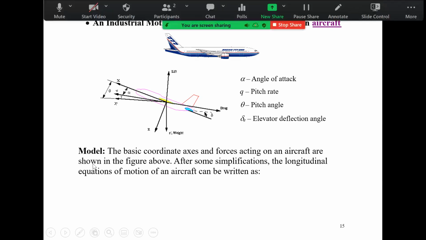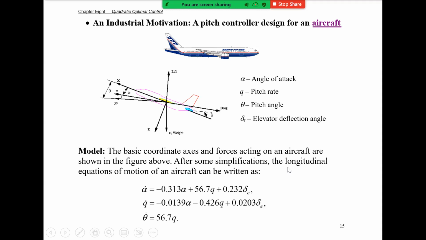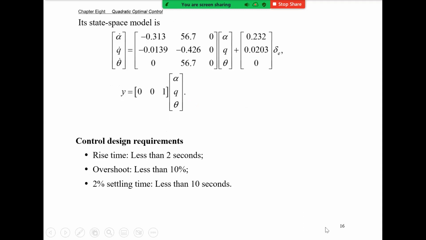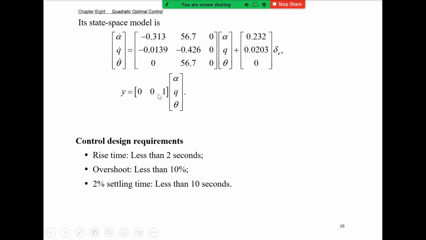I will skip the details of the model. In this case, the pitch will be controlled by the elevator, so delta will be the elevator deflection angle. Finally, we can have a third order system. Alpha, q, theta are the three state variables, delta is the elevator deflection angle, and theta is the pitch angle. In terms of our standard state space model, this is A, this is B, this is C.